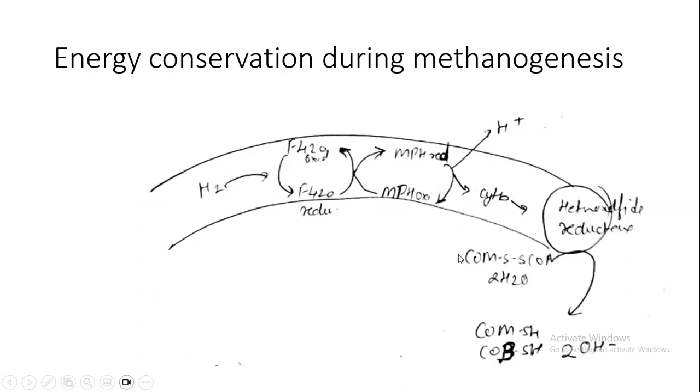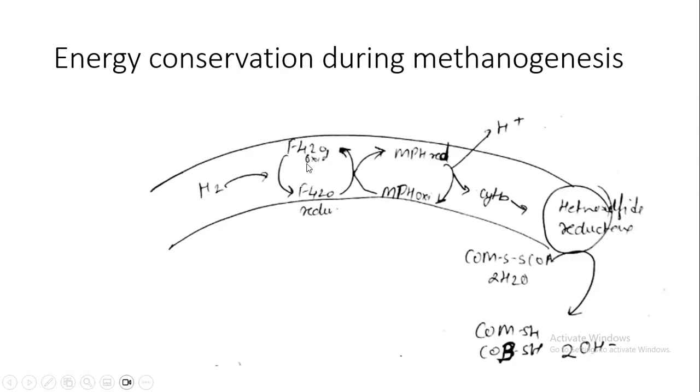This slide explains how energy generation is linked with the methanogenesis process. As we just discussed, the heterosulfide, which is a bond between coenzyme M and coenzyme B, is formed during the reduction process. To regenerate, or for the process to be continued, we need to regenerate the reduced form of coenzyme M and coenzyme B. And the pathway that leads to this regeneration is linked with ATP generation. So let us look at the ATP generation pathway.